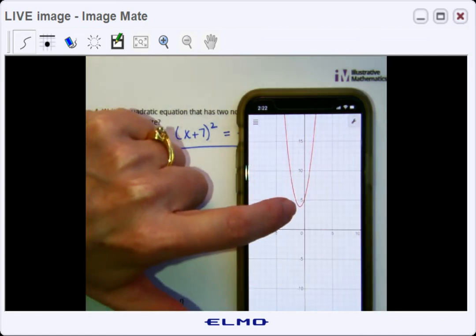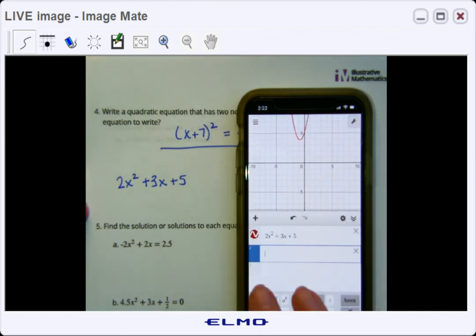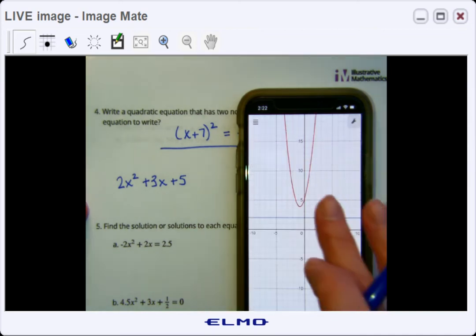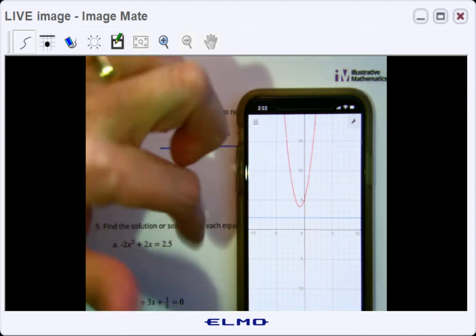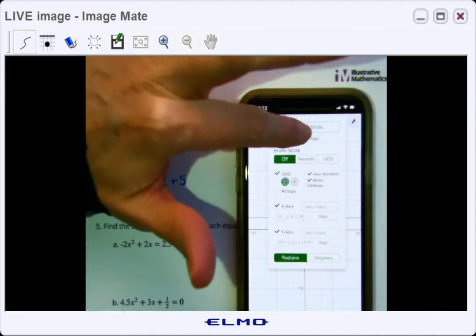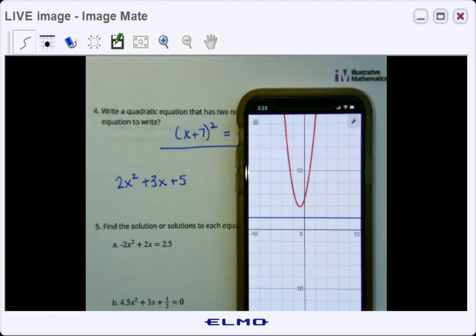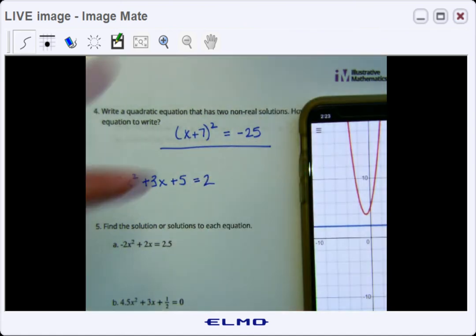And then I can see that its vertex is around 4 here. So maybe I would just say, oh, equals 2. See, if I graph y equals 2, then they're not going to touch on this real plane, the red parabola and the blue graph. You can see that really clearly now. And so instead of having real solutions, this would have complex solutions. So there's 2 examples of how you could answer number 4.